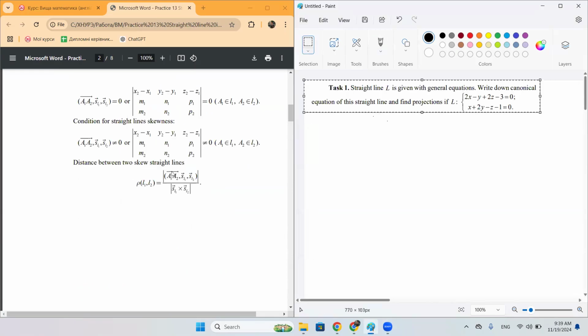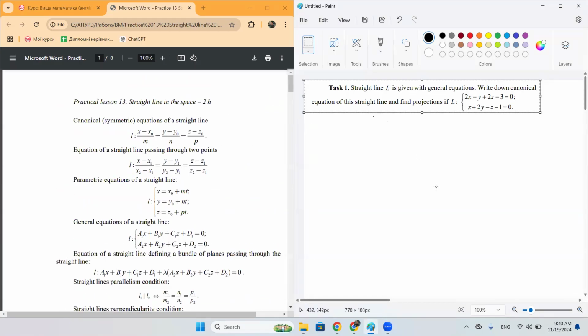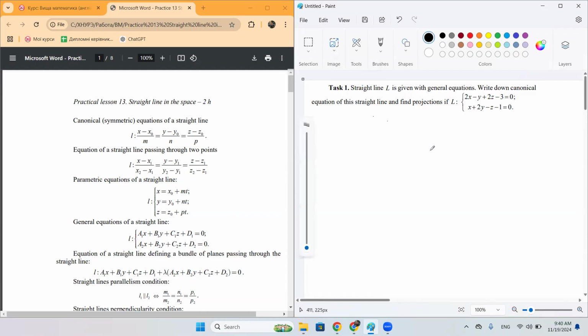So equations will be in front of you. The first task is the following. The straight line is given with the general equations, so two planes, and we need to reduce this equation to the canonical form and find the projections of the straight line L on coordinate planes.